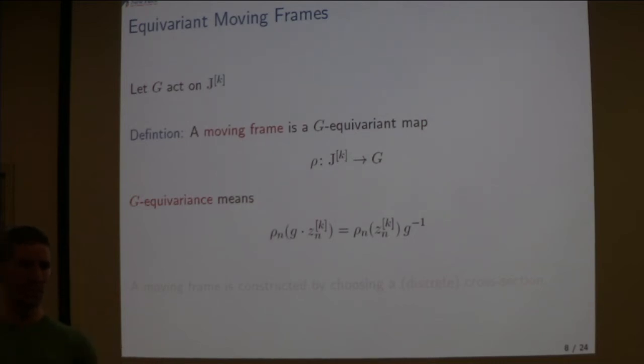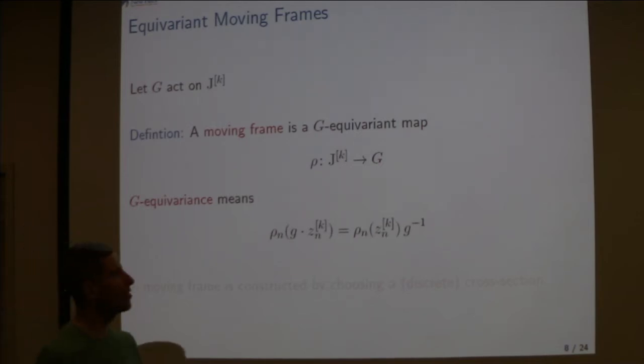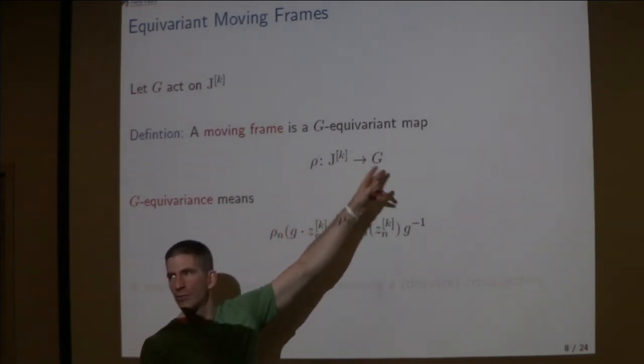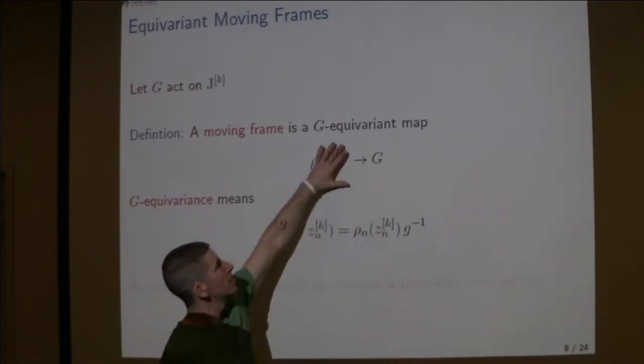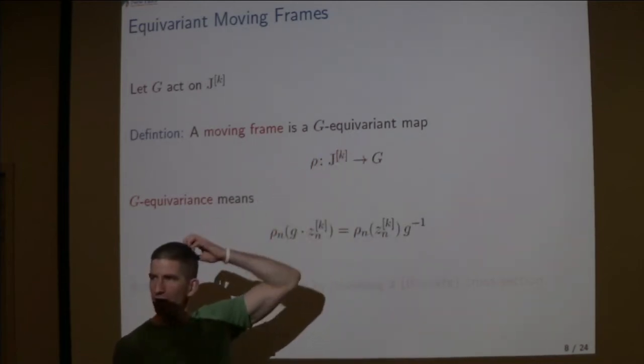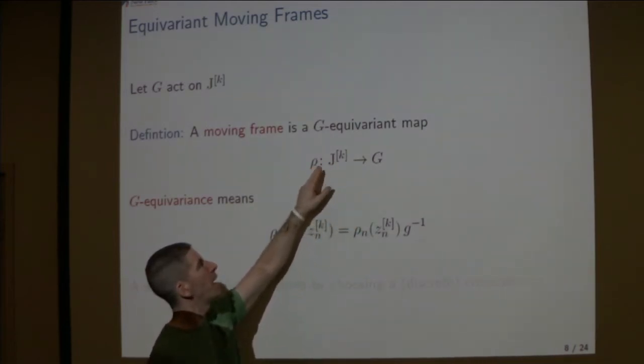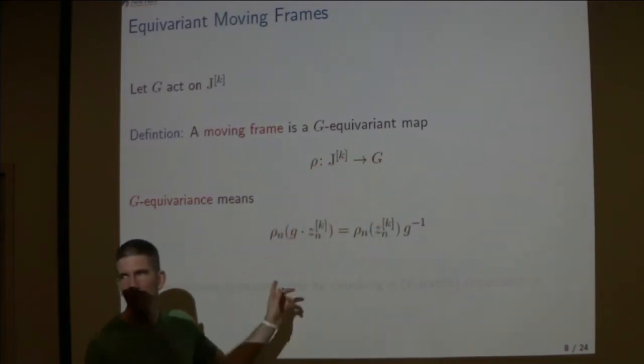If you have a Lie group that acts on a space, here it's the discrete jet space, but technically it could be the jet space, it could be anything. If you have that, then you can define a moving frame. A moving frame will be a G equivariant map from your space where the Lie group acts into the Lie group itself. So if you have a Lie group acting on a manifold, a moving frame will just be a map from the manifold into the group, which is G equivariant.